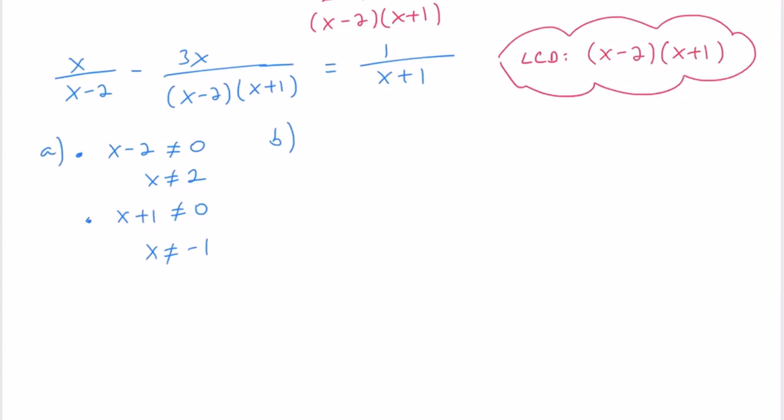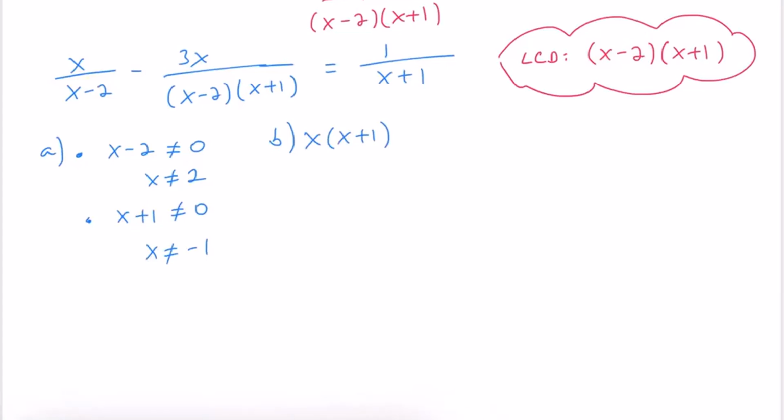So let's start with the first fraction. We have x over x minus 2. We need to multiply it with x minus 2 times x plus 1. And we can see that the x minus 2 will cancel out. So we have x plus 1 left. So x plus 1 multiplied with the top. So we have x times x plus 1.